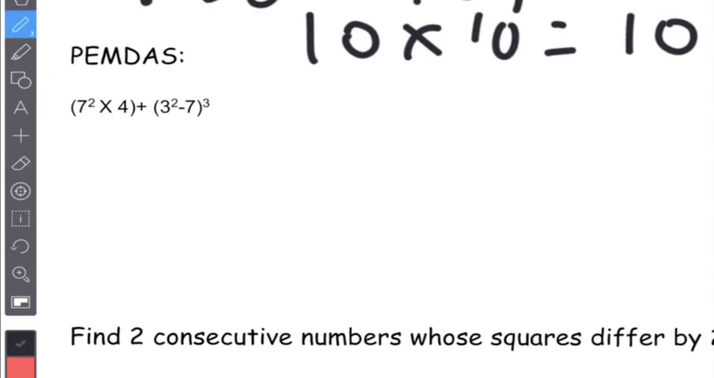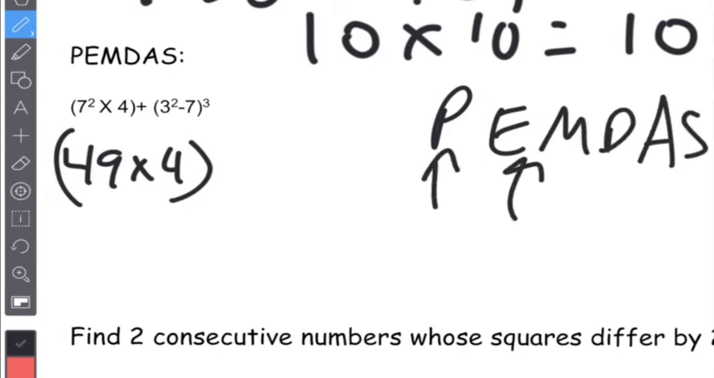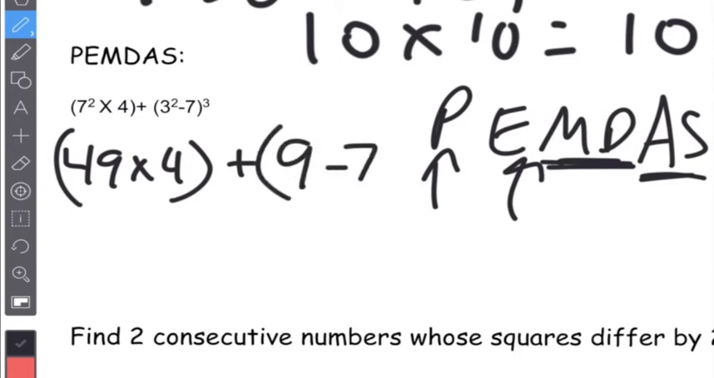PEMDAS, we work inside out. So I have, inside, a couple of parentheses. So I have 7 squared, so it's 49 times 4. And remember PEMDAS, let me just write it. It's parentheses, exponents, multiplication and division on the same line, and then addition and subtraction. So I'm working on the parentheses. Inside the parentheses, I see an exponent, so I've got to do that exponent first. Plus, I see an exponent. 3 times 3 is 9, minus 7, and cubed.